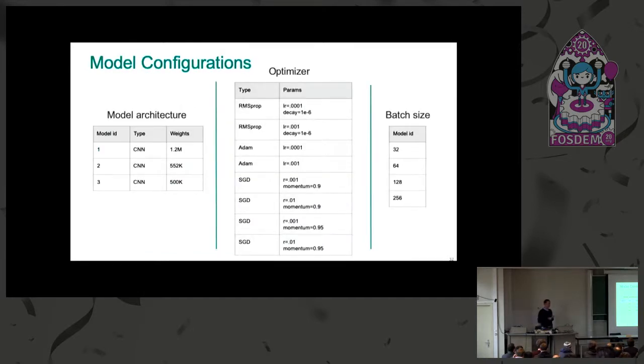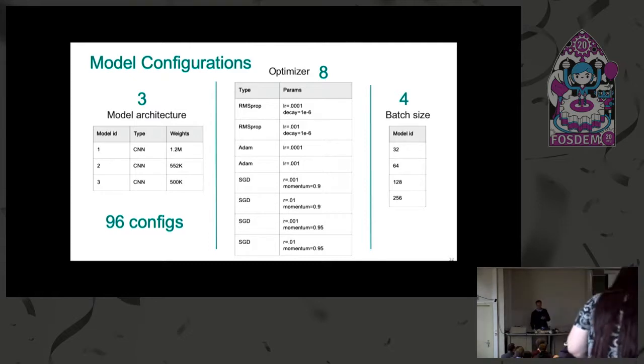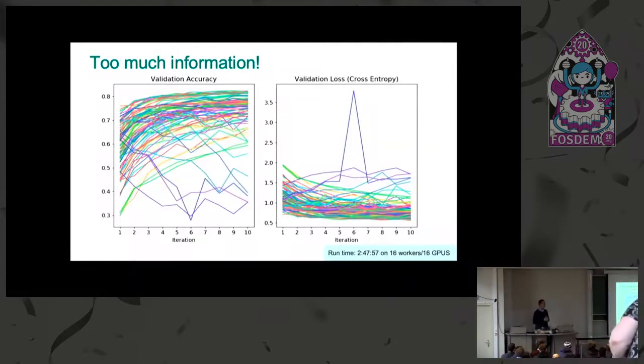So here are the model configurations that we want to run. We have three model architectures, a bunch of optimizers with different parameters, and we want to try four batch sizes. If we do that, it ends up with 96 configurations. We train those on this parallel database, and we get 96 different curves. We have accuracy on the left side and the loss on the right side.